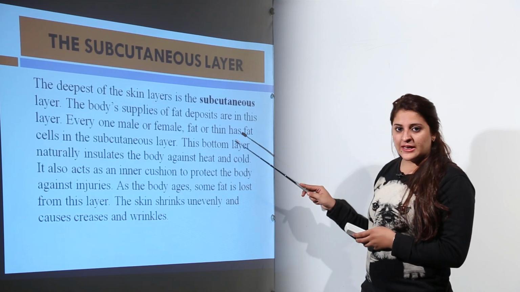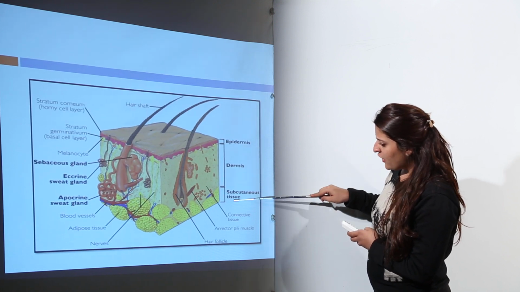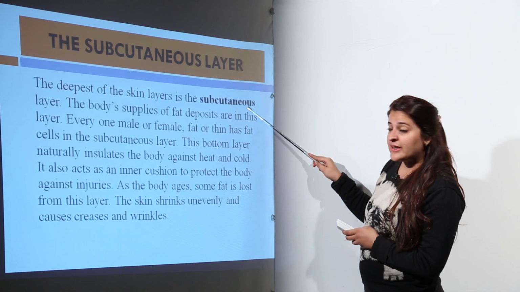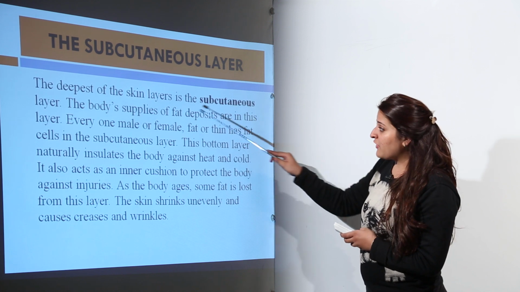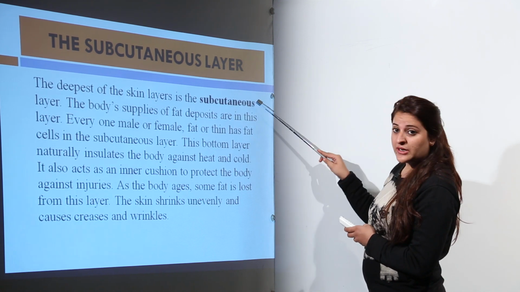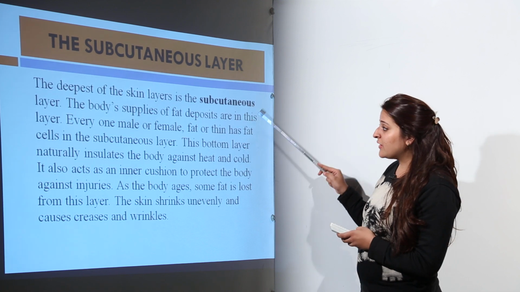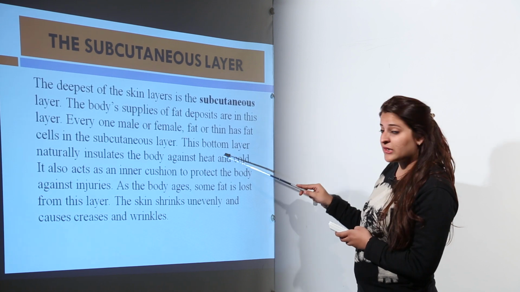Now the deepest skin tissue, as I have told you, is the subcutaneous tissue. So what is subcutaneous tissue? It is the deepest skin layer. What does it contain? It contains all the fats. So the fat deposits are present in the subcutaneous layer. Whether it is a male or a female, a fat person or a thin person, they will have this subcutaneous layer, and they will have some fat droplets or fat molecules.